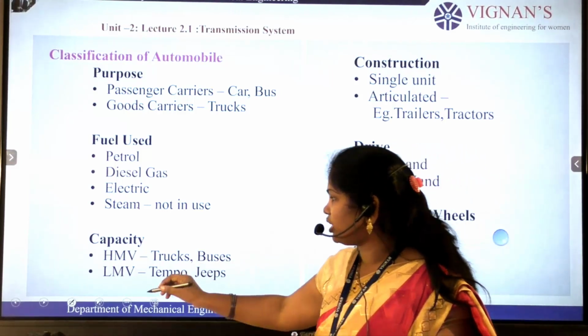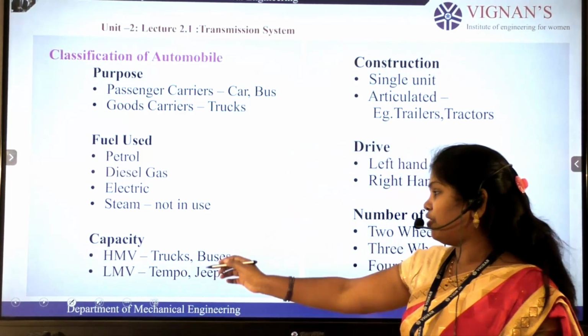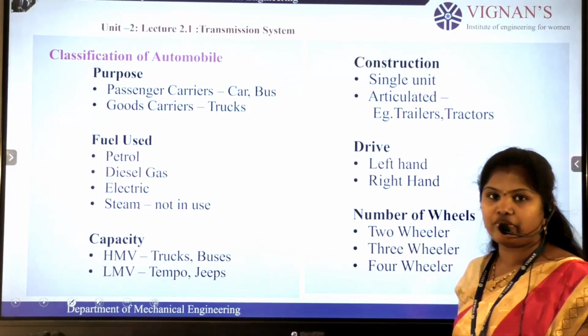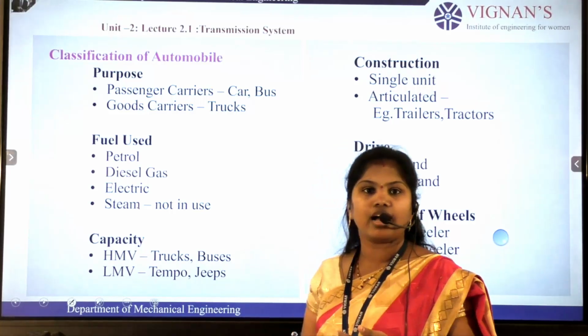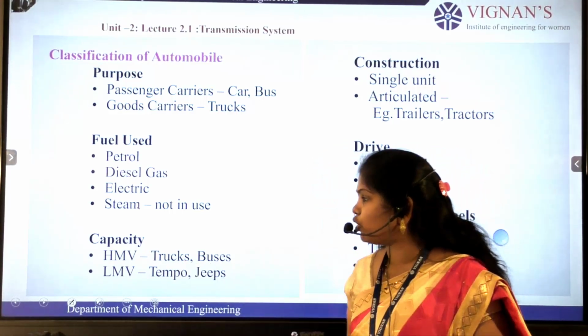Based on the capacity, we have two types: heavy motor vehicles and light motor vehicles. Heavy motor vehicles means heavy capacity vehicles. Light motor vehicles means cars and two-wheelers. These are the light motor vehicles.